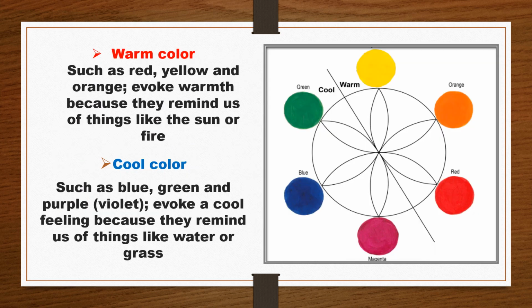And now comes the warm and the cool colors. So first the warm colors such as red, yellow and orange, which evoke warmth because they remind us of things like sun or fire. Second come cool colors such as blue, green and purple, which evoke a cool feeling because they remind us of things like water or grass. So you can see in the picture also a few warm colors and a few cool colors have been shown to you.